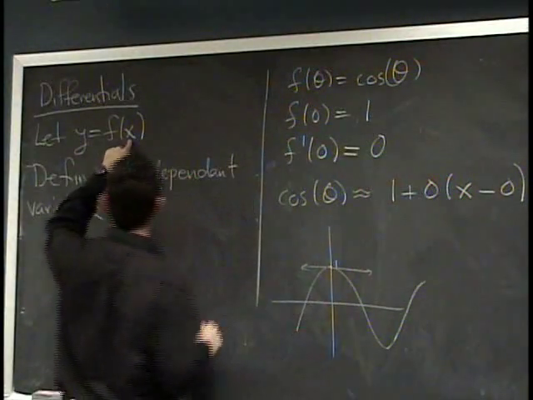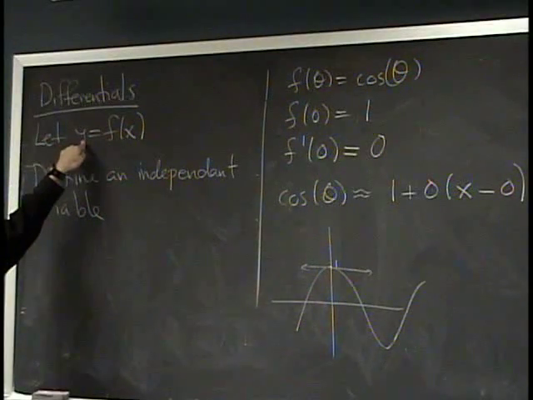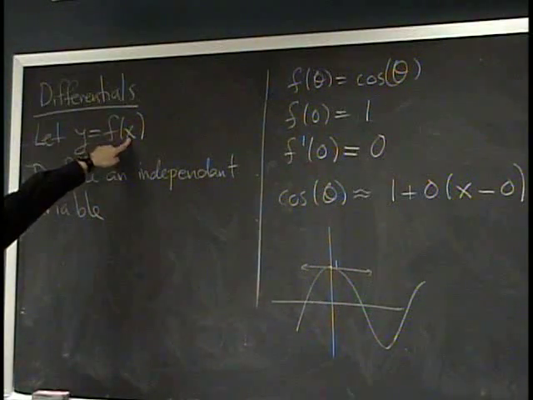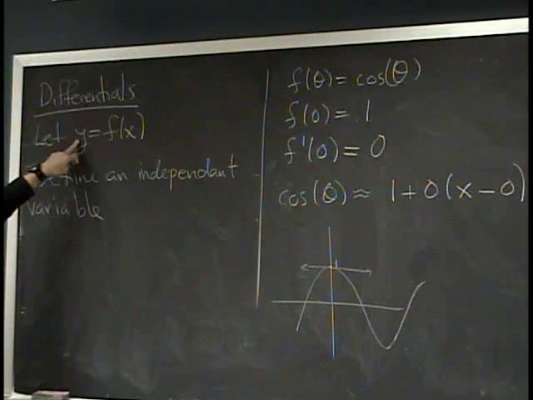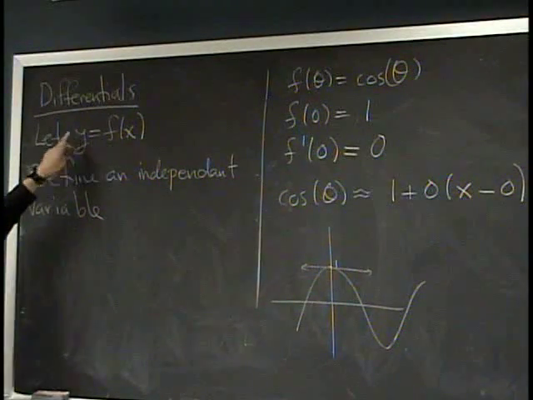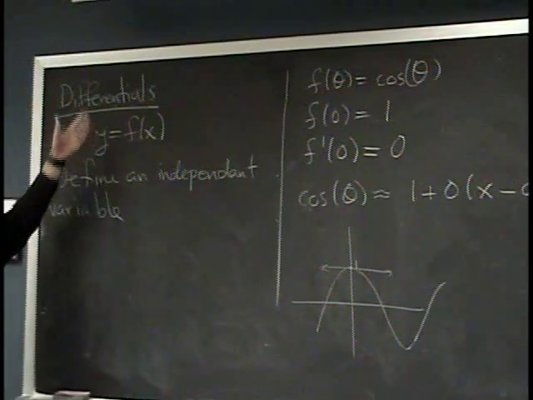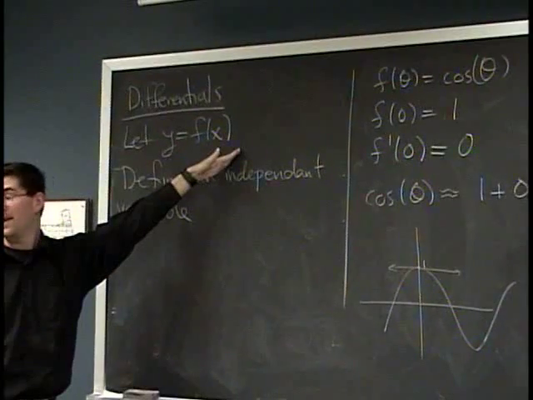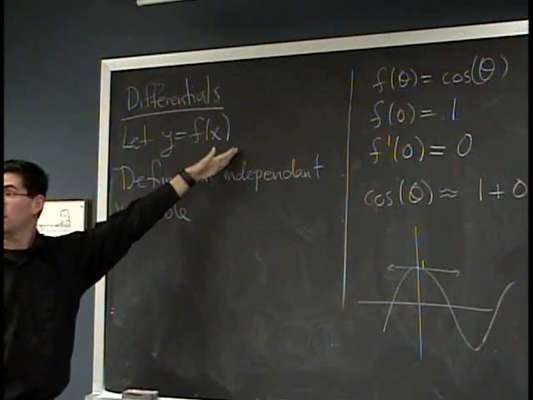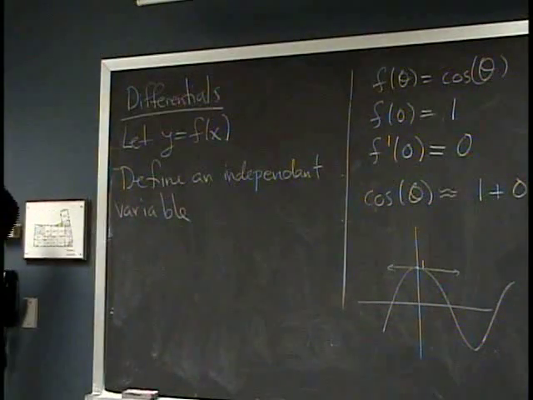On the other hand, once I've put in x, I know what y is. If I put in something for x, can I just randomly put in something for y? No. Why? Because y is dependent on what I put in for x. That's why we call it a dependent variable, because it depends on x. But I'm going to define an independent variable.